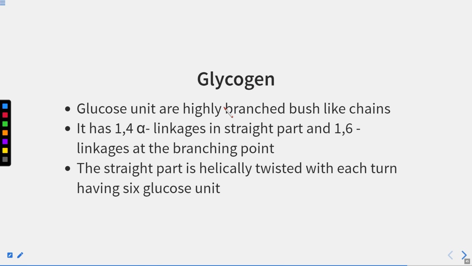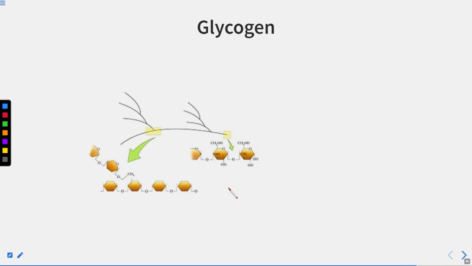Glucose units are highly branched in brush-like chains, with 1,4 alpha linkages in the straight part, whereas 1,6 linkages are at the branching point. The straight part is helically twisted, with each turn having 6 glucose units. Here you can see the structure of the glucose. This is the amylose and this is the amylopectin form.